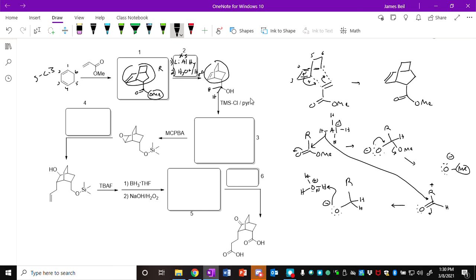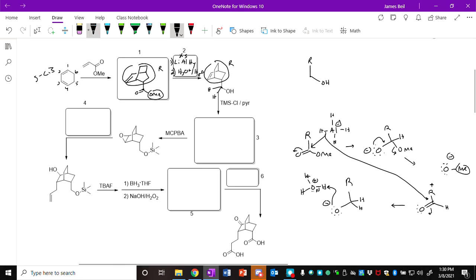Then the next step here we talked about is a protecting group that we're adding. So again, I'm just going to call this whole thing R. So the R, that bicyclic system, would be connected now to a primary alcohol. And what's going to happen here is the oxygen of that can form a nice strong bond with the silicon of the trimethylsilyl chloride. So what that looks like is this.